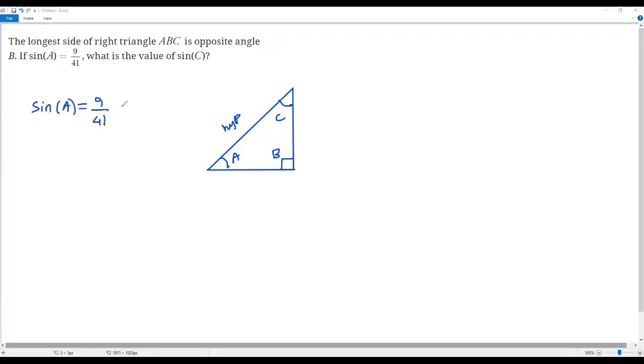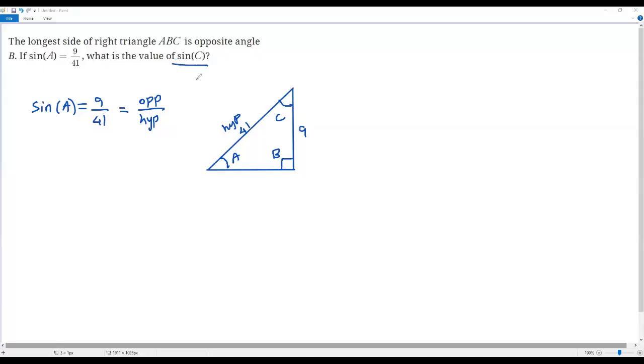According to SOH CAH TOA, sine is equal to opposite over hypotenuse. That is, whenever I want to get the value of sine theta in a right triangle, I have to divide the length of the opposite side by the length of the hypotenuse. Here, since we have angle A over here, the side which is opposite to angle A is called the opposite side. So for the opposite side, we have 9 here. So the length of the opposite side is 9. And for the hypotenuse, we have 41. So the length of the hypotenuse is 41 over here.